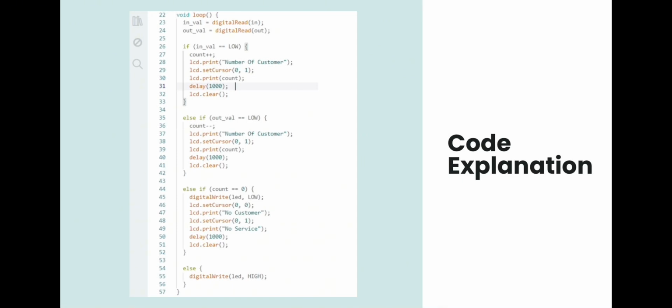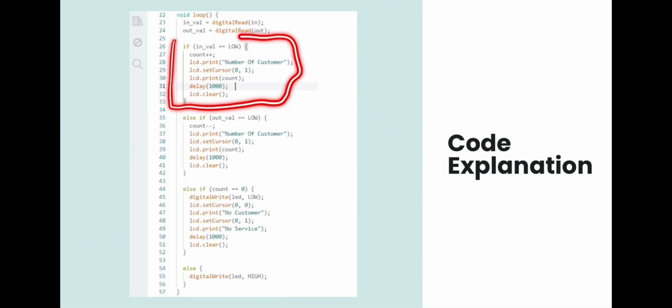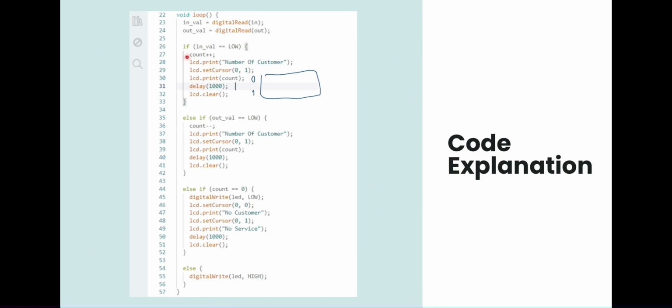In our loop, there are 4 conditions. The first one is when a visitor enters the room. If someone walks in and triggers the entrance sensor, the system detects a low signal from the sensor. Then let's see the count plus plus. It increases the count by 1. The number of customers is shown on the first row of the LCD. And then we have set the cursor.